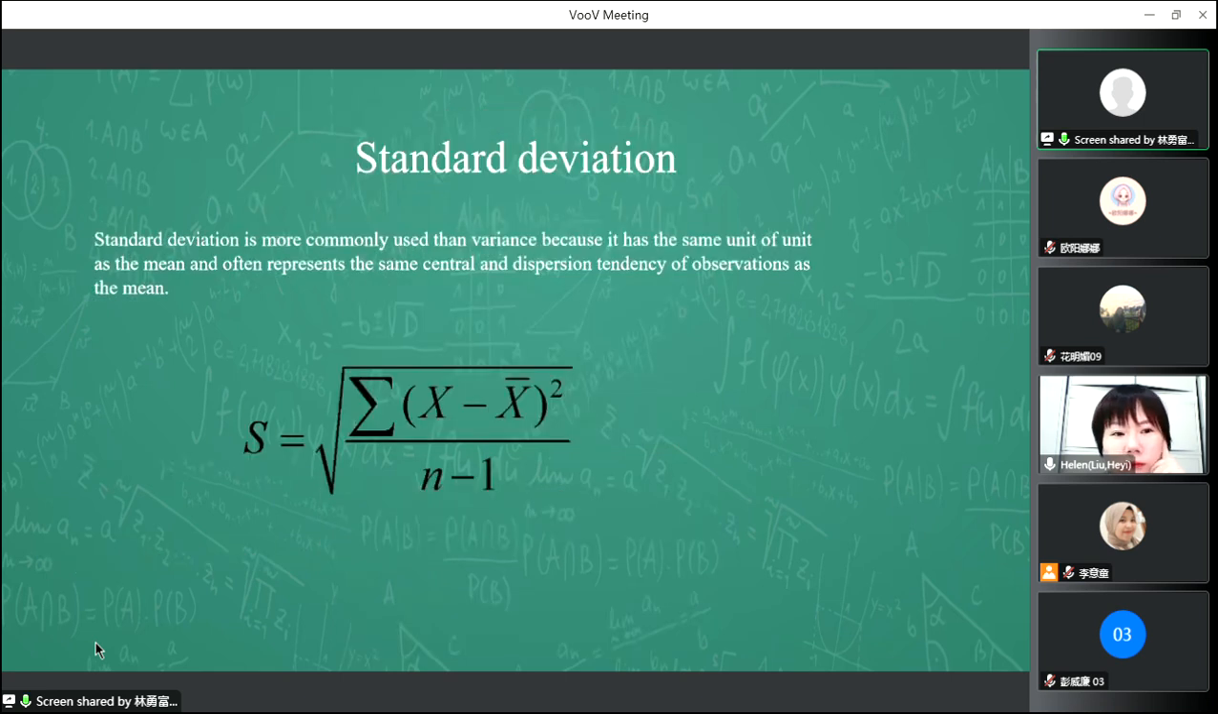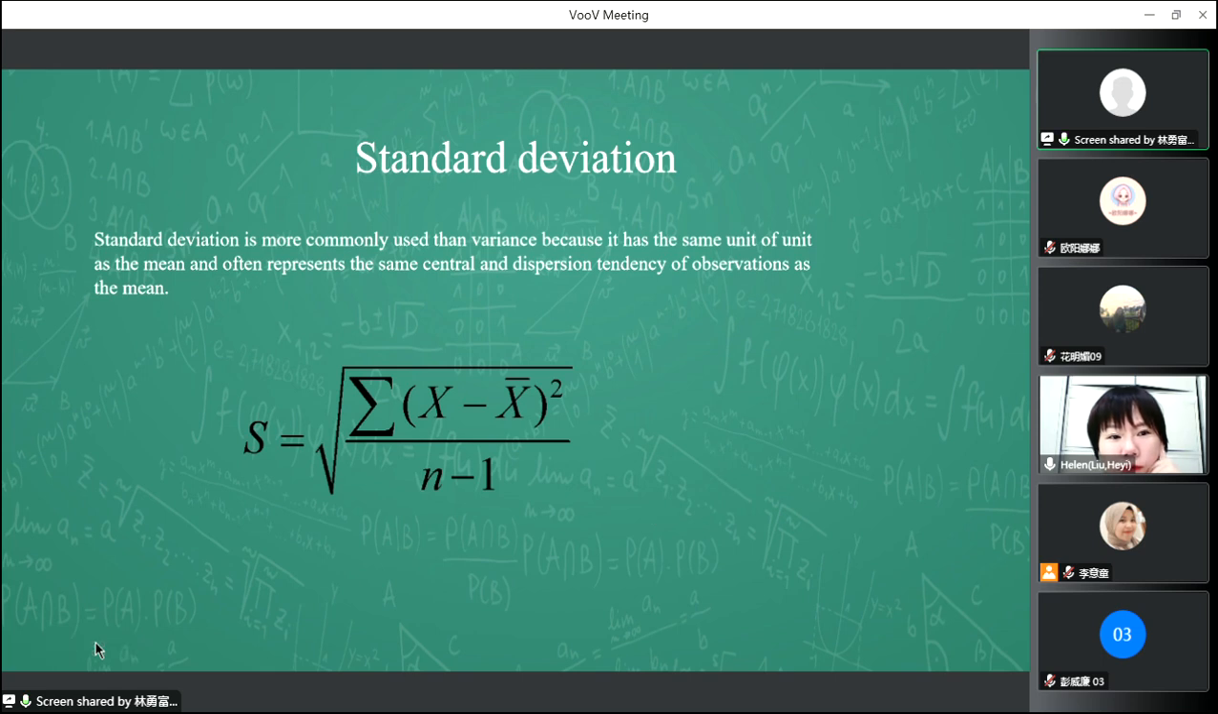Next, we continue to the standard deviation. Standard deviation is more commonly used than variance because it has the same unit as the mean and often represents the same central and dispersion tendency of observations as the mean. So this is the formula. I will show you the example from our homework before.